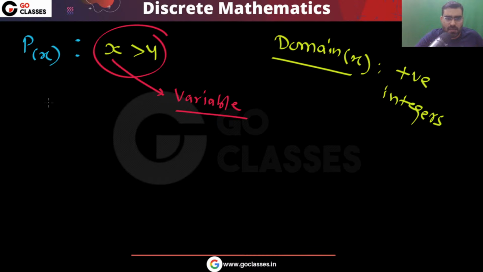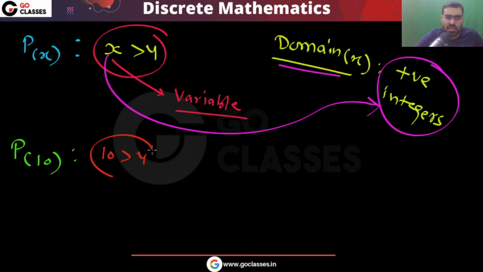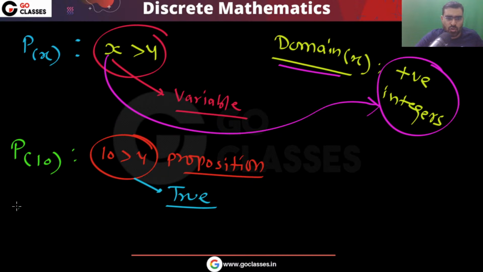Now you can see, if I replace this x with a specific value from its domain, where the domain of x is positive integers, then it will become a proposition. Now this is a proposition because it is true or false. So now this has become a proposition, and you can clearly see that the truth value of this is true.